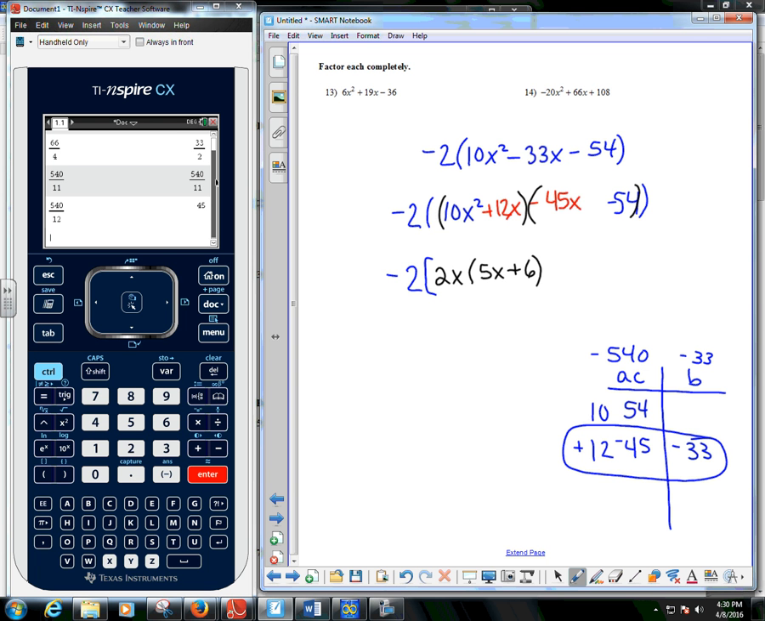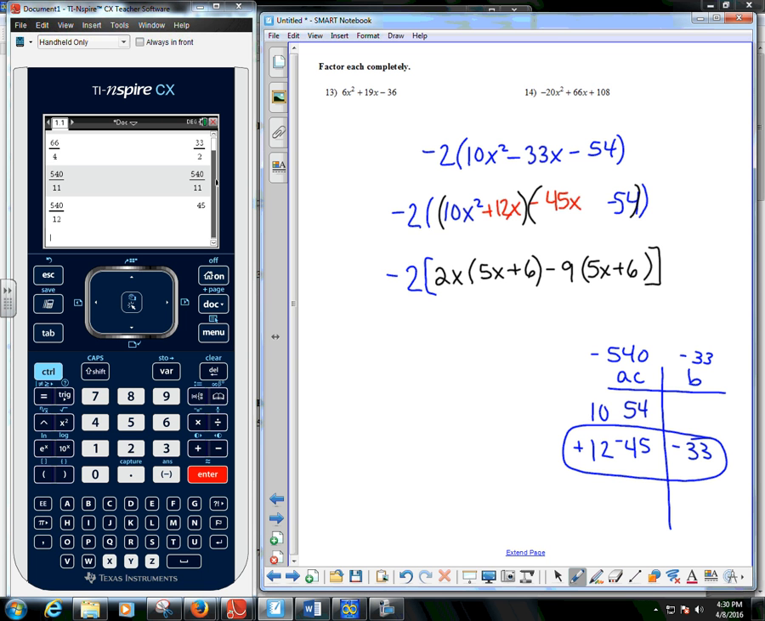Second set of parentheses. What is the biggest thing that 45 and 54 have in common? Well, I'm actually pretty good at my nines tables, and I recognize right off the bat that 9 is divisible into both of those numbers. My first term is negative, so it's going to be negative 9. My set of parentheses. Negative 9 times what gives me negative 45x? Well, that's 5x. Negative 9 times what gives me negative 54? Well, that's plus 6.